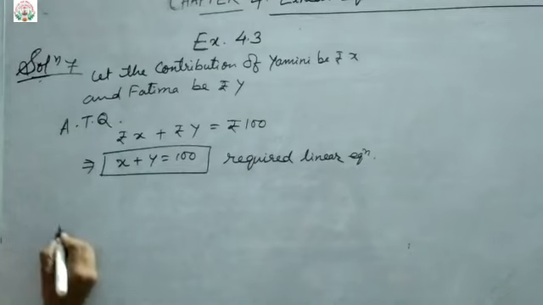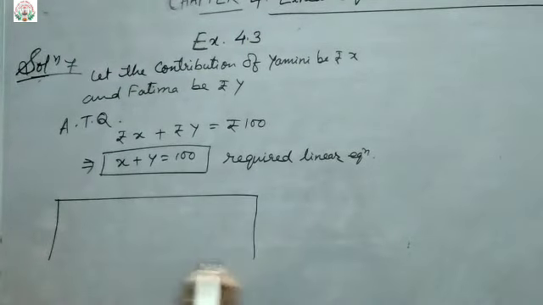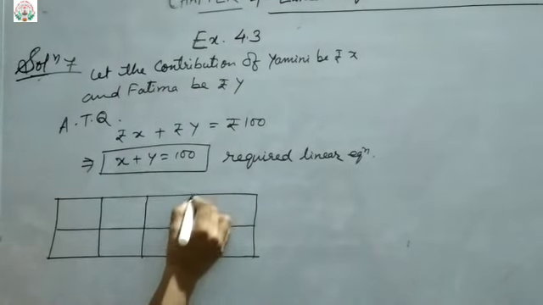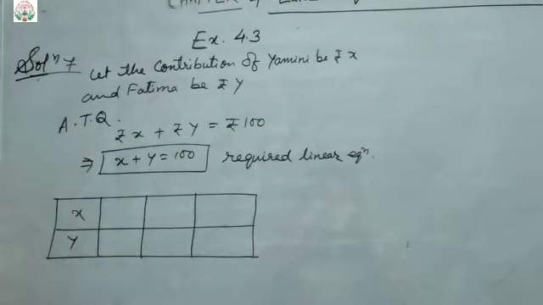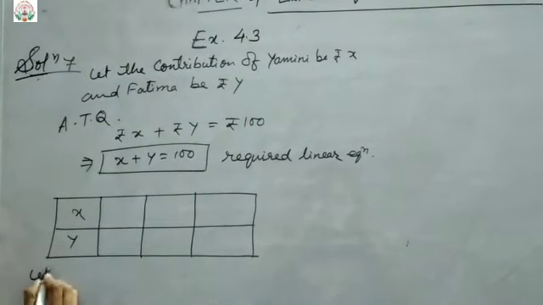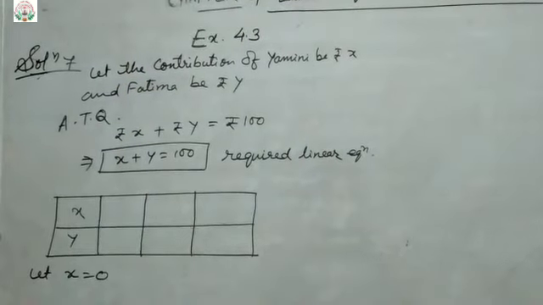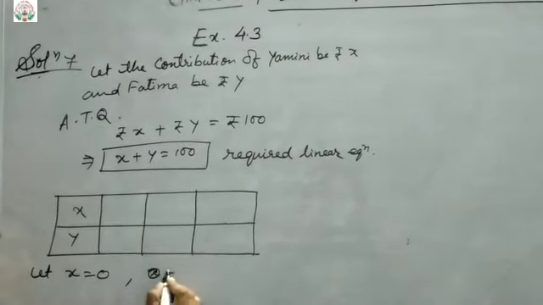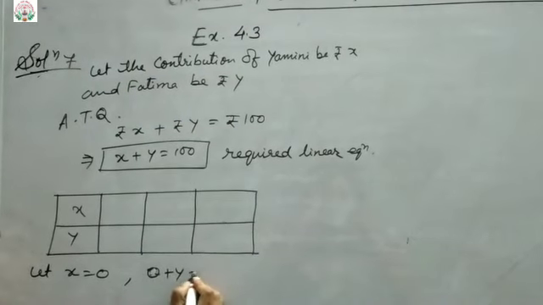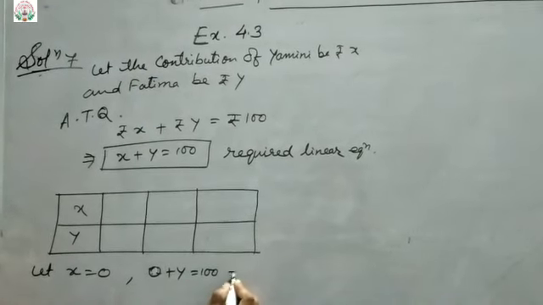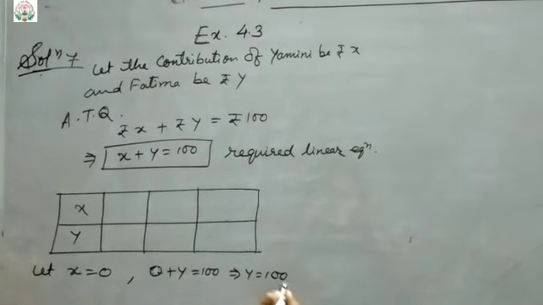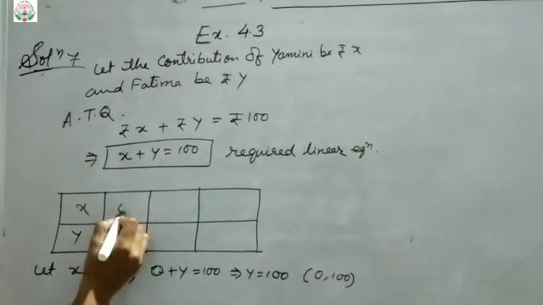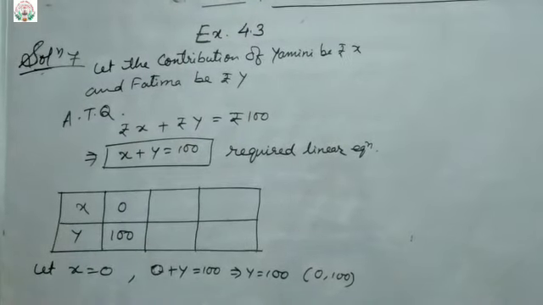Now based on this, we will plot the table. We will take again three values. Here X, this is Y. First let us assume X equals 0. If we take X equals 0, what will be the Y value? That is 0 plus Y equals 100, which implies Y equals 100. So the first point will be 0 and 100. Here 0, here 100.